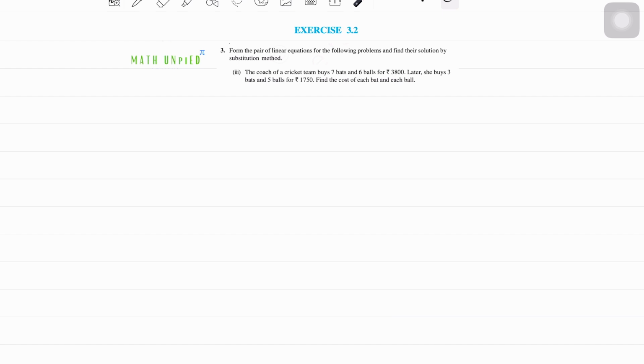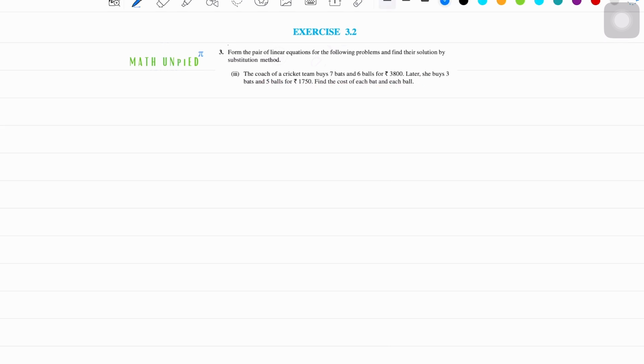Now let's move on to the third subdivision of the third problem. The coach of a cricket team buys 7 bats and 6 balls for rupees 3,800. Later she buys 3 bats and 5 balls for 1,750. Find the cost of each bat and ball. So this is third one. So we can start like this. Let the cost of one bat equal rupees x, and let the cost of one ball equal rupees y.